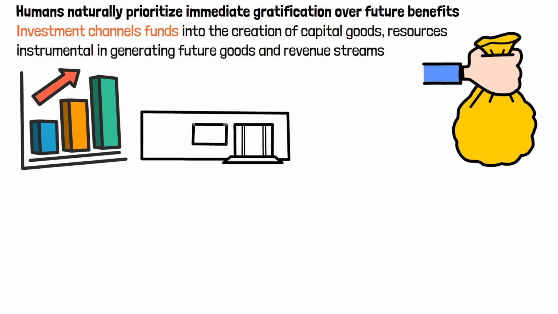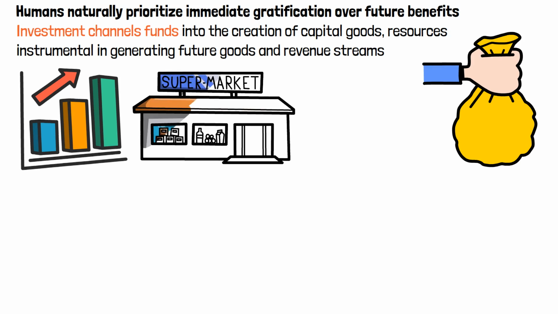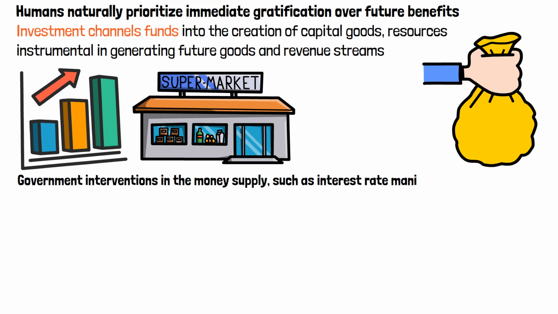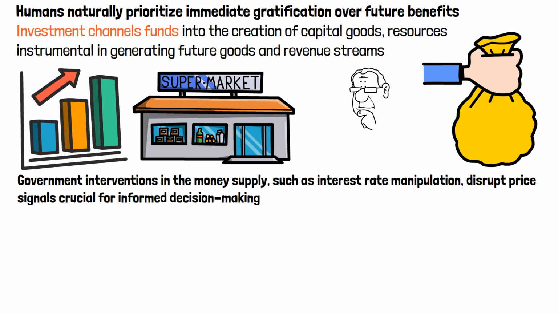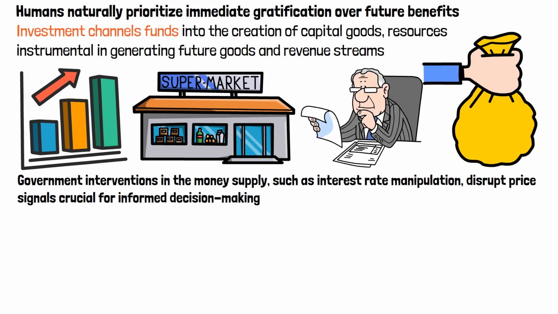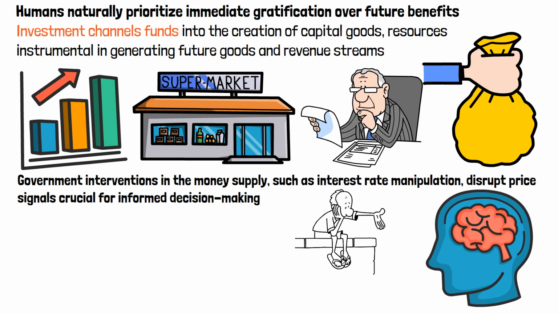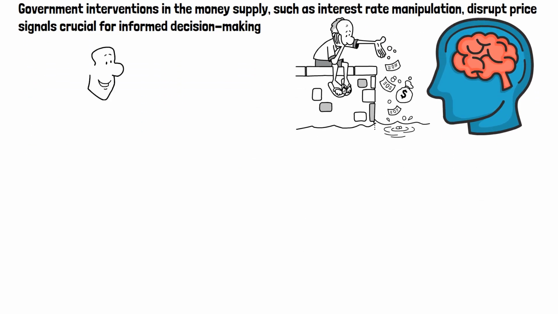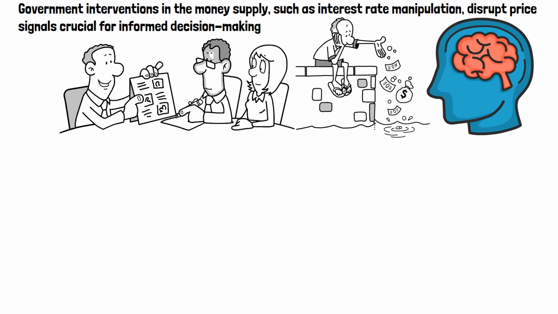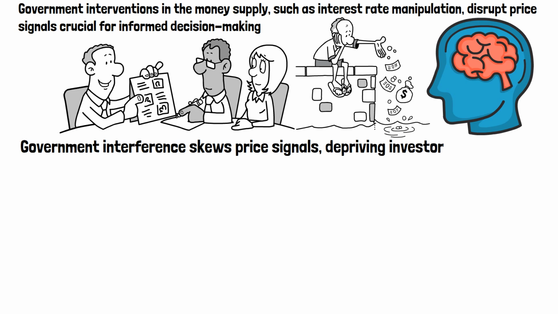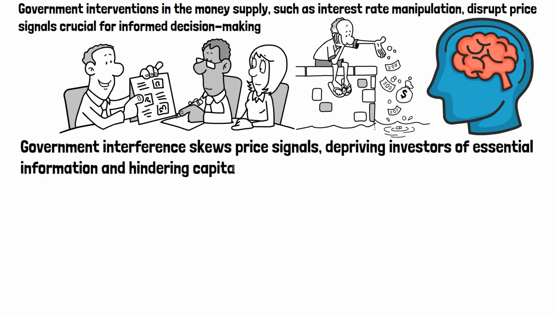Conversely, unsound money disrupts capital accumulation by distorting market signals. Government interventions in the money supply, such as interest rate manipulation, disrupt price signals crucial for informed decision-making. Prices convey vital information to investors, enabling them to make prudent choices without exhaustive knowledge of global events. For instance, if the cost of copper wiring surges, a business owner may postpone expansion plans without needing to understand the underlying causes, such as a distant earthquake. However, government interference skews price signals, depriving investors of essential information and hindering capital accumulation.